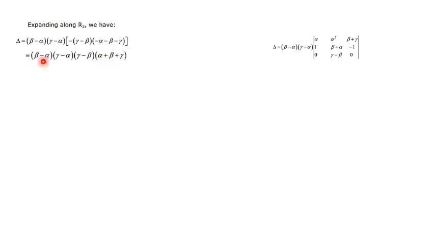Then from here this beta minus alpha we can take one minus outside, then it becomes alpha minus beta, alpha minus beta into, then here there is gamma minus beta. Here from here also we can take a minus outside, it becomes beta minus gamma. So two minuses outside, it becomes plus. The remaining term same, that is gamma minus alpha into alpha plus beta plus gamma. So this is the right hand side we have to prove. Hence the given result is proved.